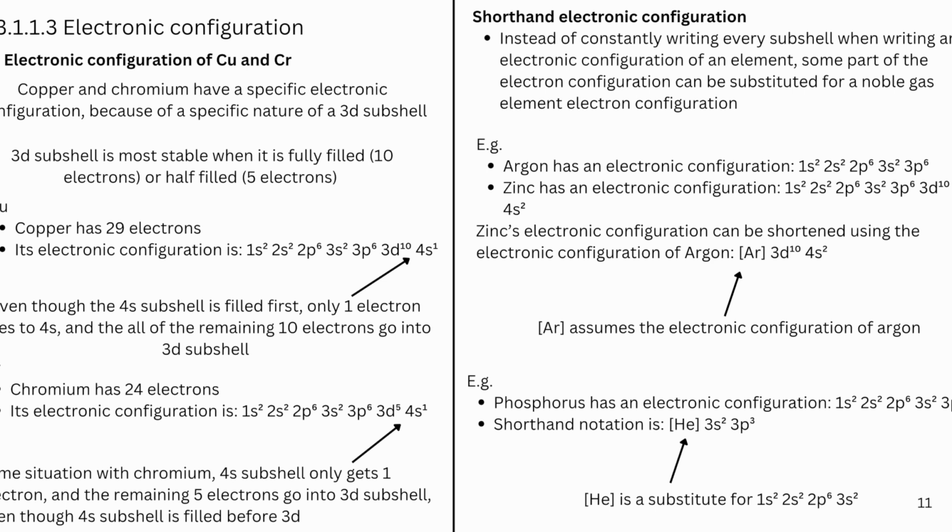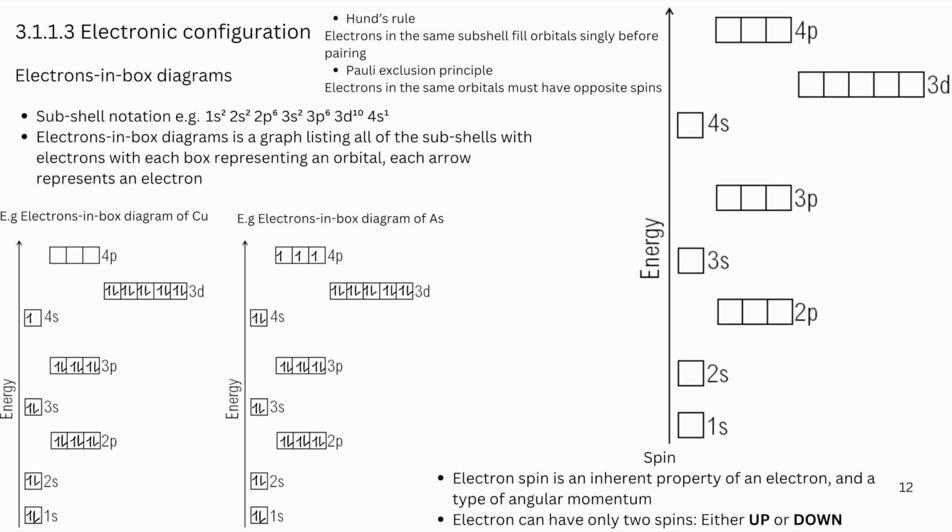Another example is phosphorus, which has an electronic configuration 1s2, 2s2, 2p6, 3s2, and 3p3. And so the shorthand electronic configuration of phosphorus would look like this: [He] followed by 3s2 and 3p3, where [He] assumes the full electronic configuration of helium. The electronic configuration of argon in this situation cannot be used, since argon has more electrons than phosphorus.